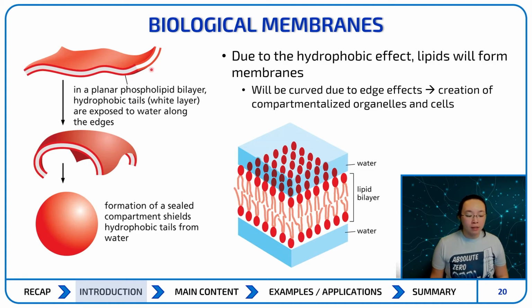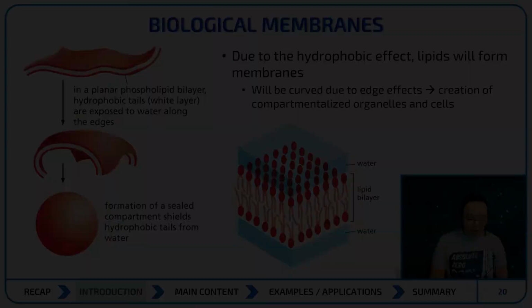What's going to happen is these hydrophobic tails are still exposed at the edge of the sheet. So they're going to want to come together and form a vesicle, a completely closed compartment that shields all of the tails from water. So that is why a lot of our biological membranes are in the shapes of completely closed surfaces.